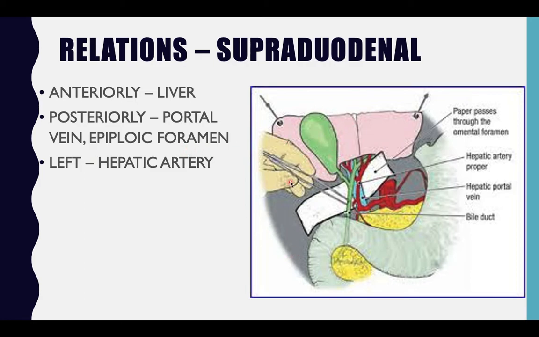In this picture the liver is lifted upwards. If the liver is in its normal or anatomical position, you will see that it is present in front of the bile duct, which is the supraduodenal part of the bile duct. Here is the supraduodenal part of the bile duct. This is the stomach, and this is the first part of the duodenum and the second part of the duodenum. Here is the gallbladder, cystic duct and common hepatic duct.